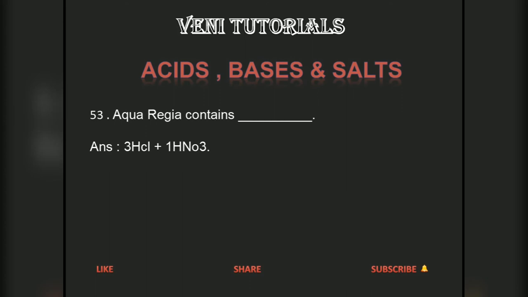Aqua regia contains dash. Answer, 3HCl plus 1HNO3. HCl full form hydrochloric acid, HNO3 full form nitric acid. The pH value of milk is dash. Answer, 6.6.